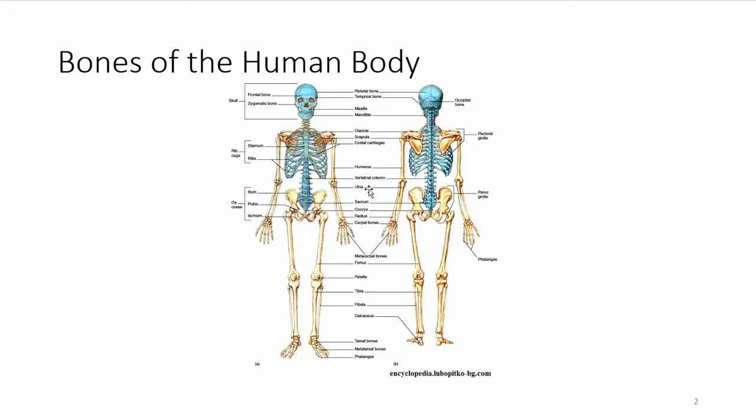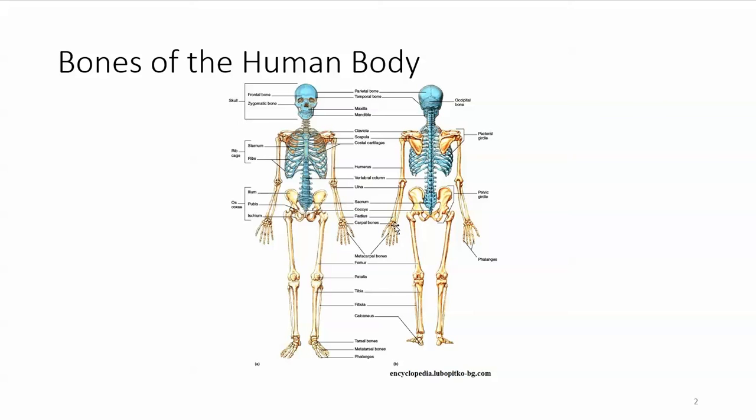Ulna is the lower arm on the finger side. You can see that right there. And the radius is the lower arm on the thumb side. You have your sacrum and coccyx, the ilium, the ischium, and the pubis.